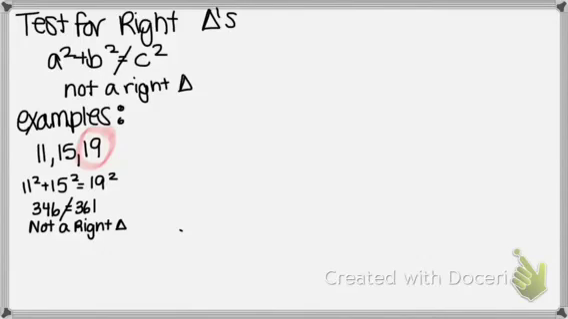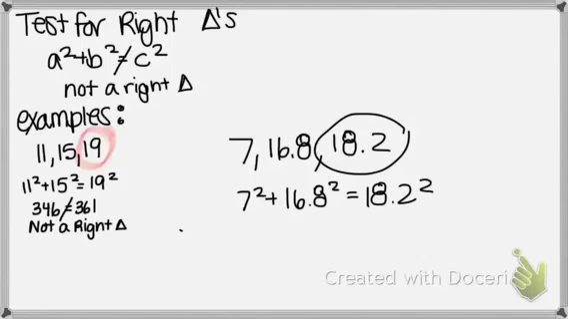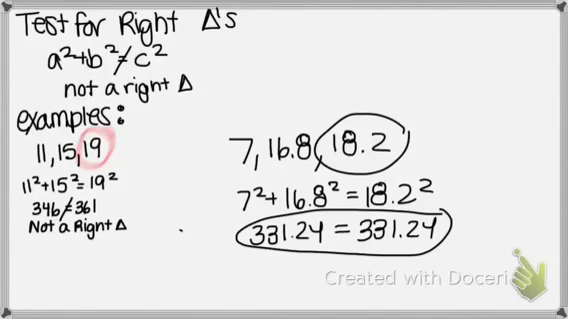So let's try another one: 7, 16.8, and 18.2. Again, our largest number, 18.2, is our hypotenuse. So 7 squared plus 16.8 squared equals 18.2 squared. We're going to plug this into our calculator, and we end up with 331.24 equals 331.24. Is that true? Absolutely. So this is, in fact, a right triangle.